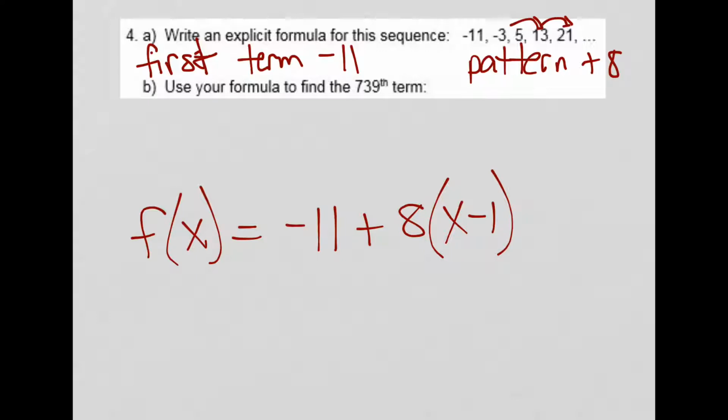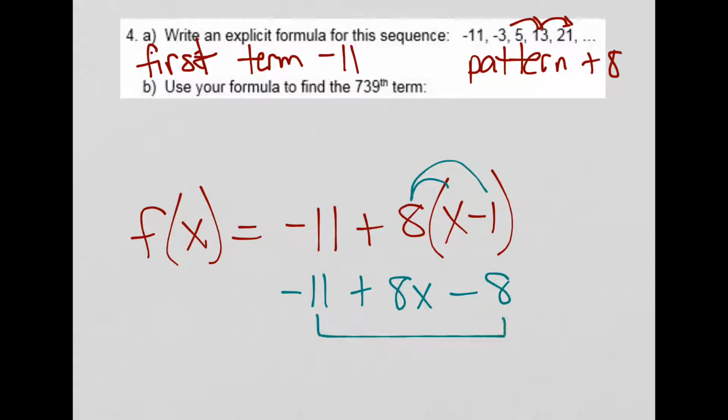But what would happen if you did distribute? Let's see. You would get -11 plus 8x minus 8. Okay, it's better. I got rid of the parentheses. It's a little more simple. But the best equation here would be if I simplify these like terms. And so then I'm going to have -11 plus -8 is -19. So this is actually 8x minus 19. F of x equals 8x minus 19.